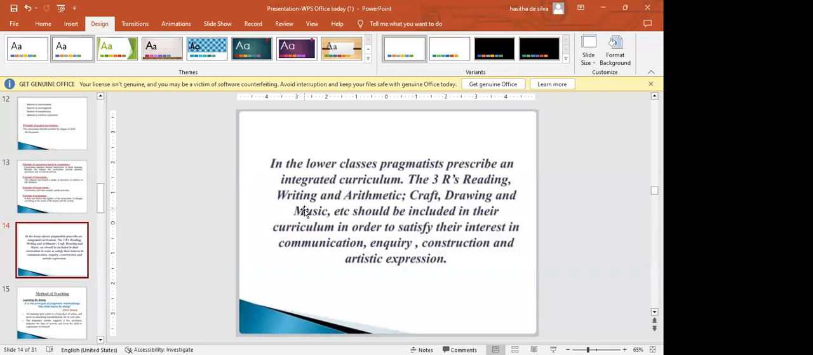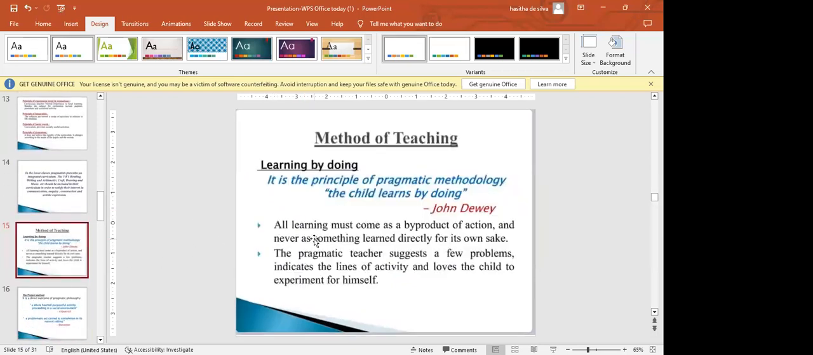On the 14th slide you can see that in the lower classes, pragmatists prescribe an integrated curriculum. All of you know that in the Sri Lankan setting, we can see the integrated curriculum in primary sections. The 3 R's, reading, writing, and arithmetic, along with craft, drawing, and music, should be included in their curriculum in order to satisfy their interest in communication, inquiry, construction, and artistic expression. Now we move to the method of teaching.